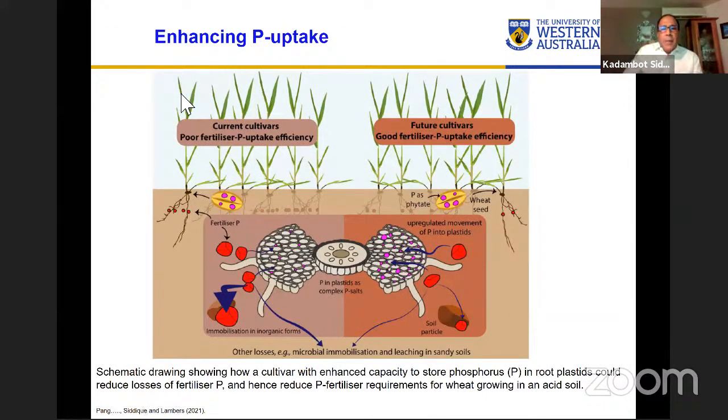For enhancing P uptake, current cultivars are poor at using fertilizer P, particularly in the case of cereals, because a lot of that is locked up and not available. But we could breed new genotypes, new cultivars, with upregulated movement of P into the plastids and later made available to the plant. Other losses, for example microbial immobilization and leaching in sandy soils, also occur. So we need to make this efficiency happen.